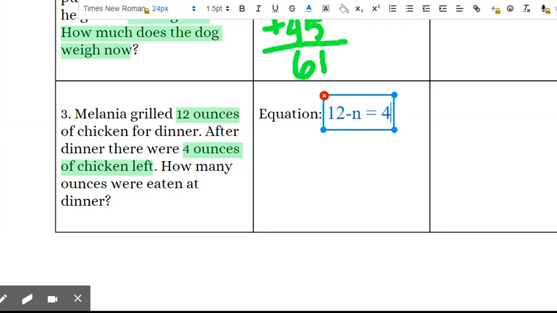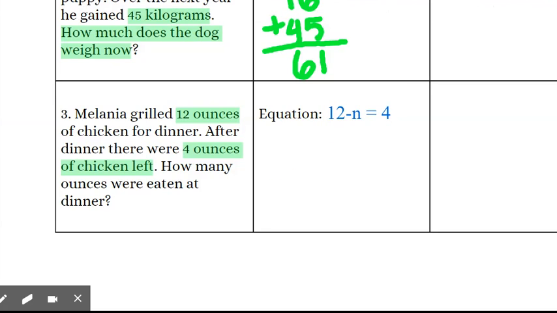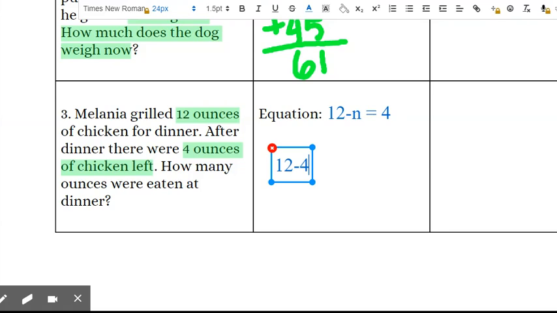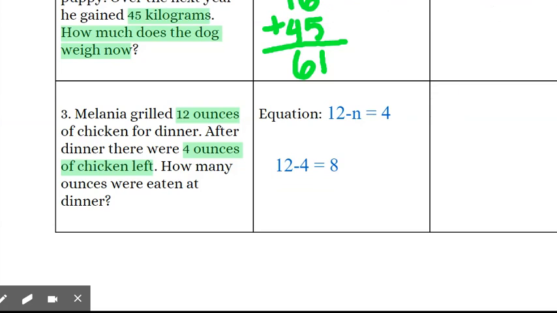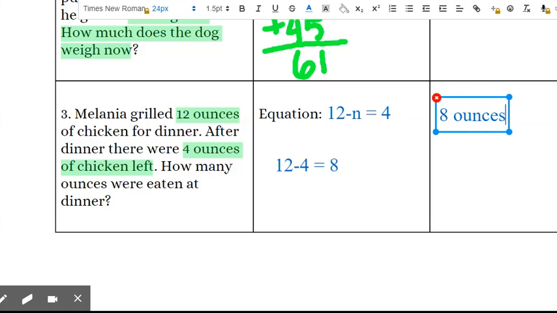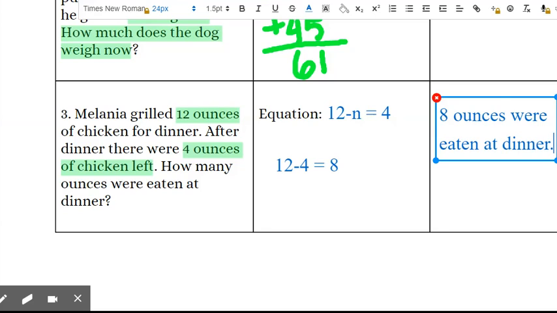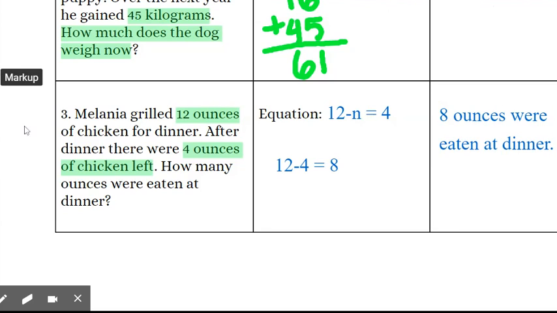So we're still going to subtract to find the missing part. In order to figure out how much got eaten, I need to do 12 minus 4. And that's going to give me this missing part. What's 12 minus 4? 12 minus 4 is 8. And so the question is how many ounces were eaten at dinner? I would say 8 ounces were eaten at dinner. All right, so those are the three that we're going to do together.